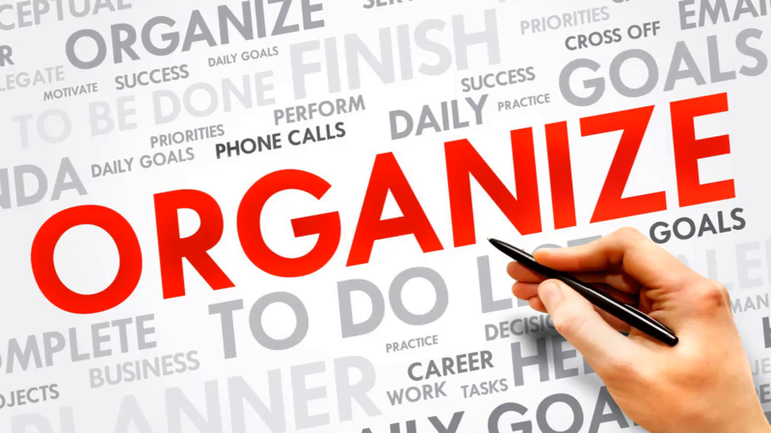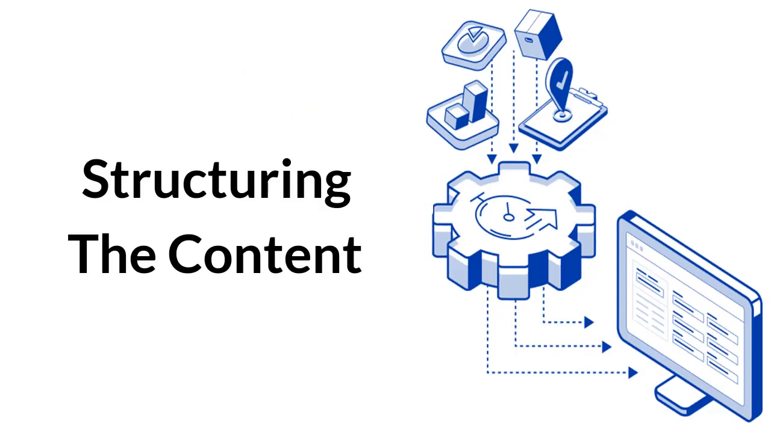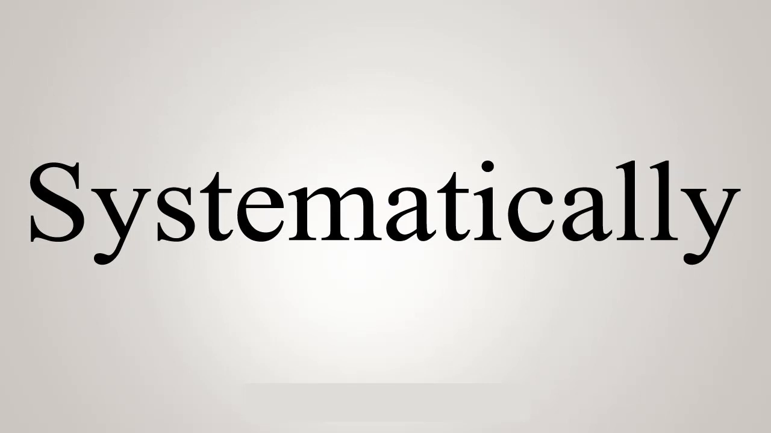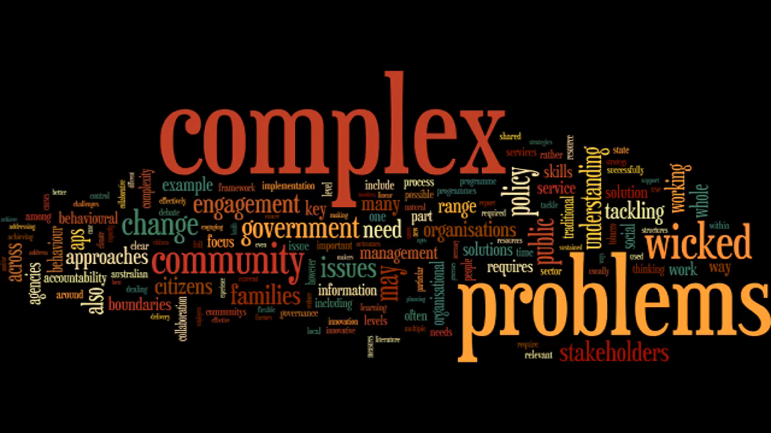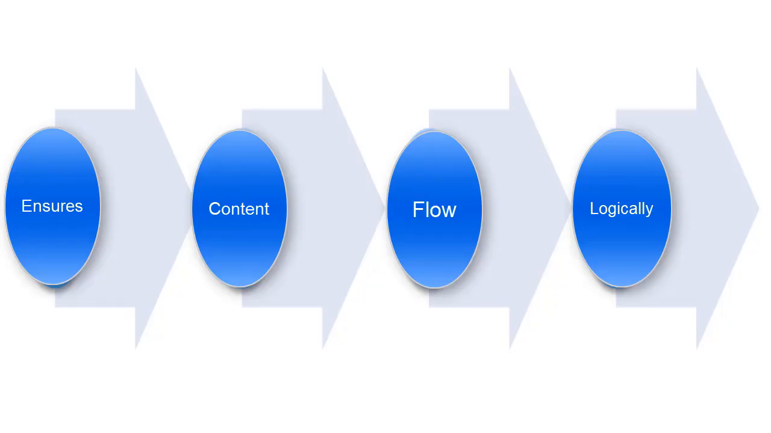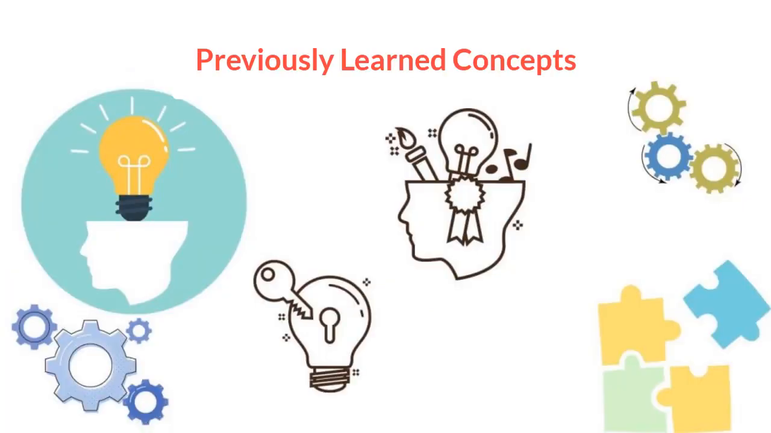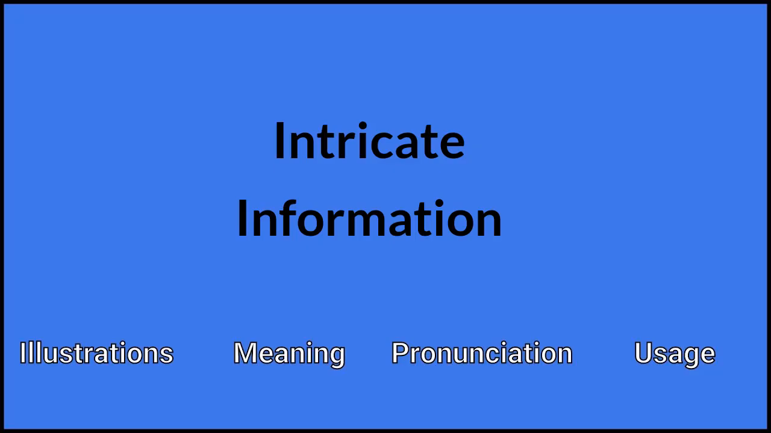5. Content sequencing refers to the deliberate organization and arrangement of instructional materials. It involves structuring the content in a way that enables learners to progress systematically from simpler concepts to more complex ones. Logical progression: sequencing ensures that the content flows logically, building upon previously learned concepts. It typically moves from foundational or prerequisite knowledge to more advanced or intricate information.